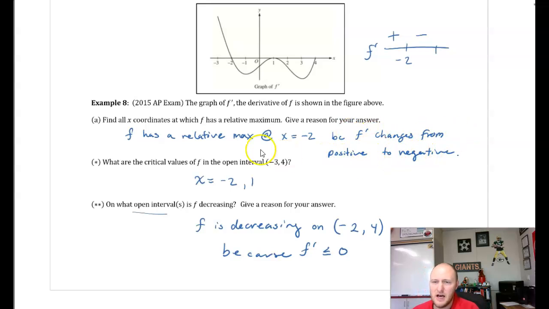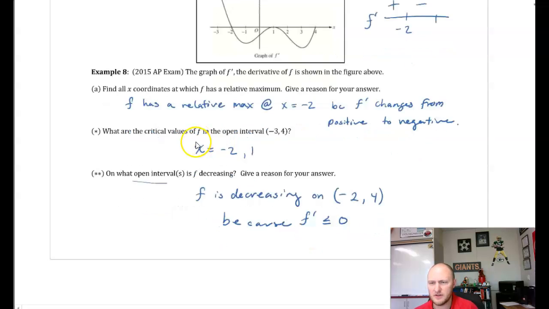All right. What are the critical values of f in the open interval, -3 to 4? Well, that's going to be -2 and 1. That is because this is where f prime is equal to 0. Notice I don't include 4 because they say the open interval, so I'm not including that value.